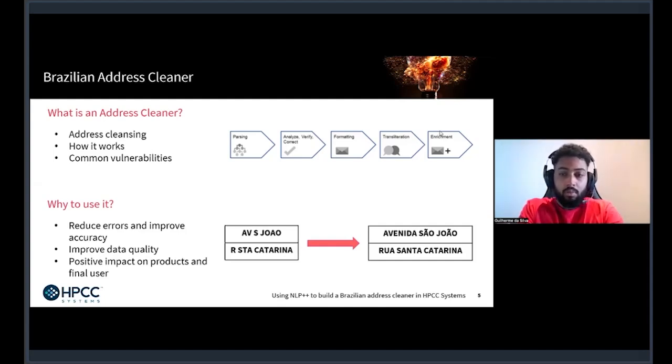And regarding common vulnerabilities, unfortunately, many people make mistakes when sharing their addresses. They don't use standard format, miss letters, forget zip codes, and much more. Some people may even enter the wrong addresses on purpose if they don't want to receive any marketing materials.